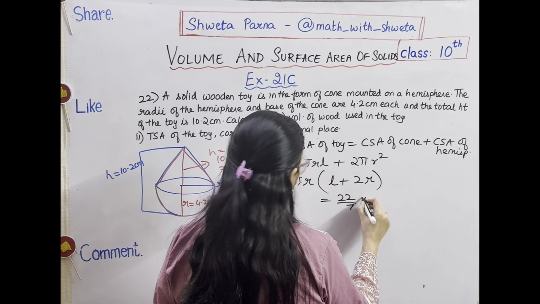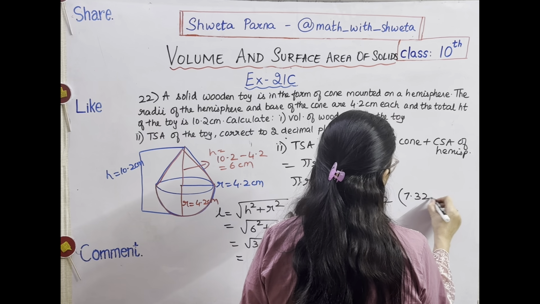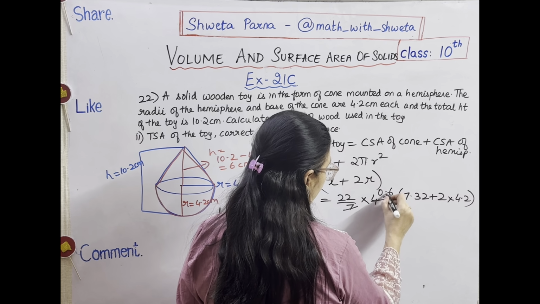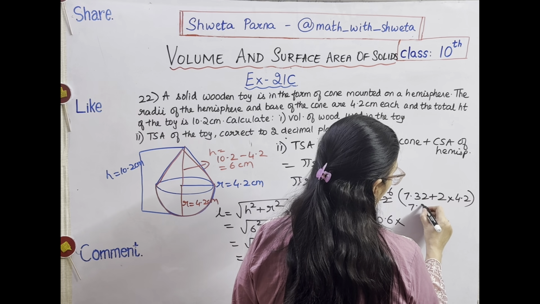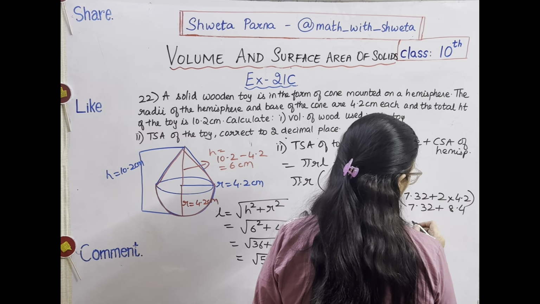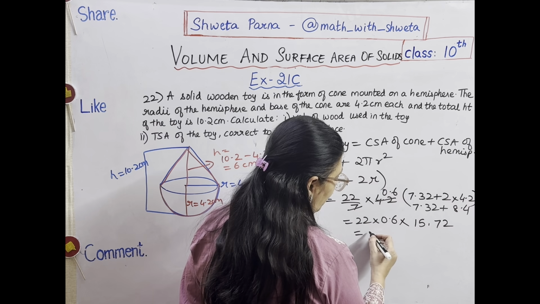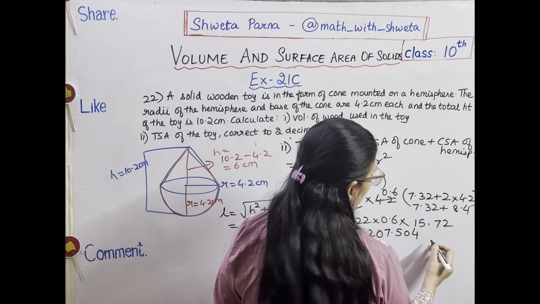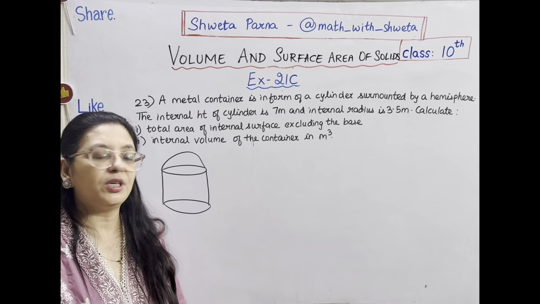So now here you will take, what is pi? 22 upon 7, radius is 4.2, into bracket it is 7.32 plus 2 into 4.2, 0.6. So it is 22 into 0.6 into 7.32 plus 8.4. So you will get, add it up, you will get 15.72. Multiplying, you will get 207.504 centimeter square, the total surface area. I hope it's clear.